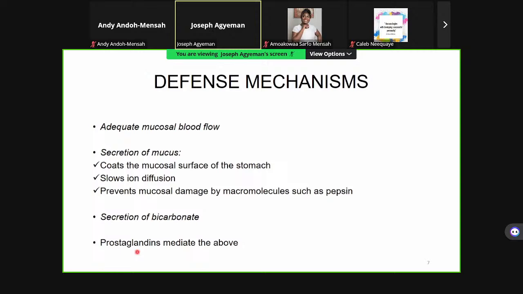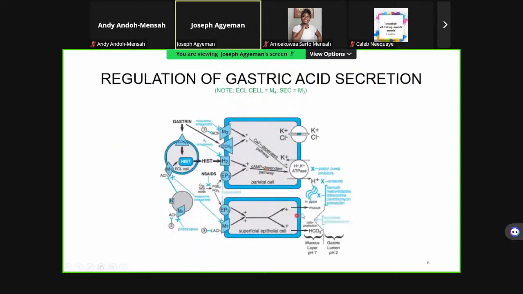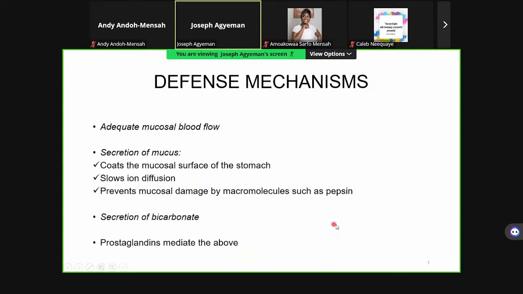So in addition to blocking this pathway and producing mucus and bicarbonate, through its vasodilatation effect, it can also improve the flow of blood towards the GIT, adequate mucosal blood flow. And that can help us regenerate, reproduce the GIT lining, the cells, as and when they die, so that we don't get injuries. So adequate mucosal blood flow mediated by prostaglandins is one of the defense mechanisms.